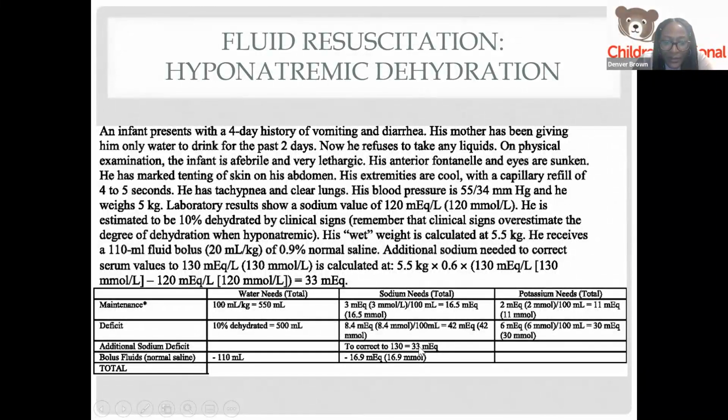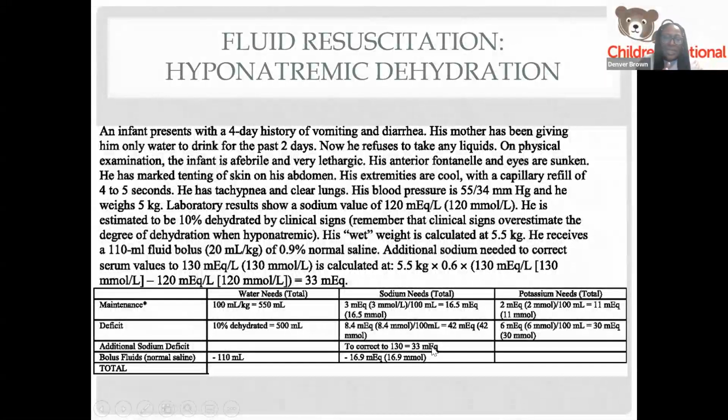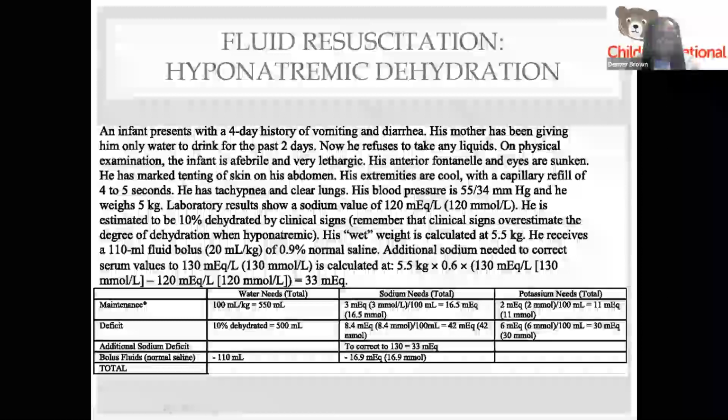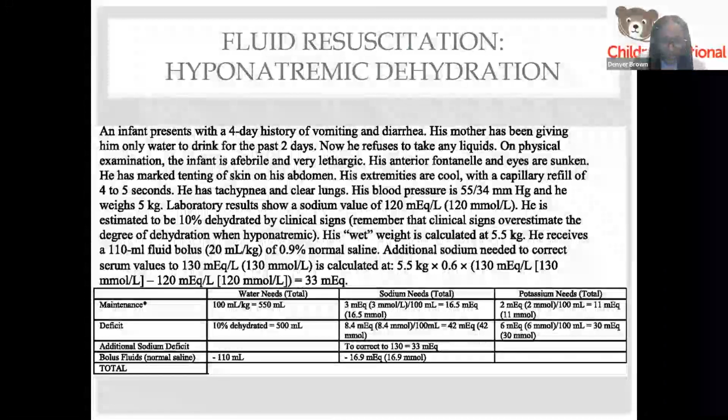And the last thing that we have to look at are two things. The additional sodium deficit, meaning what's the additional sodium that we need to get to the 130 by tomorrow, compared to the 120 that we're at today. And they calculated that for us. It's 33 milliequivalents. So we have to add that in, thinking about all of his sodium needs. And then we have to subtract out the sodium that he's already gotten from the bolus.